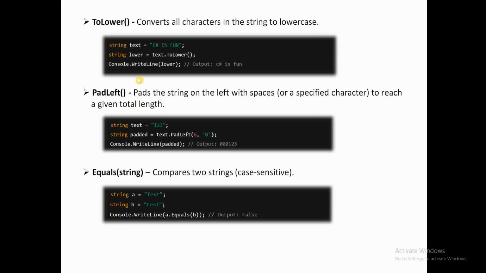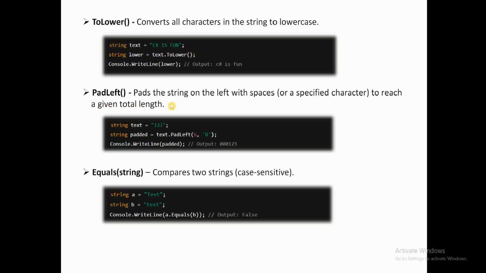Next we have some more string methods. First one is the ToLower method. It converts all characters in a string to lowercase. Suppose we have all the characters in uppercase, means in capital letters, and if we want to display all the values in lowercase, then we can achieve it by the dot ToLower method.